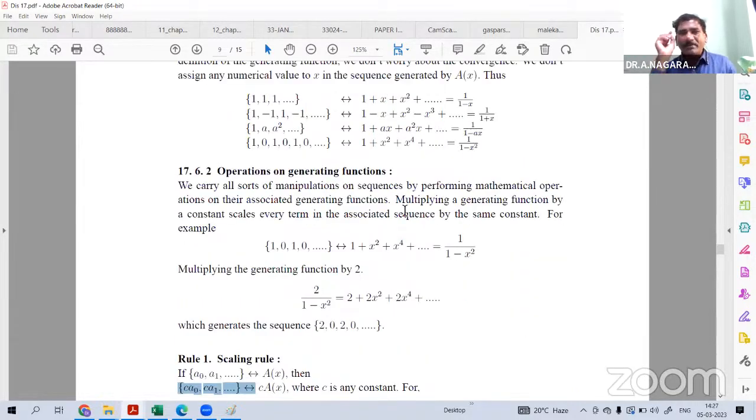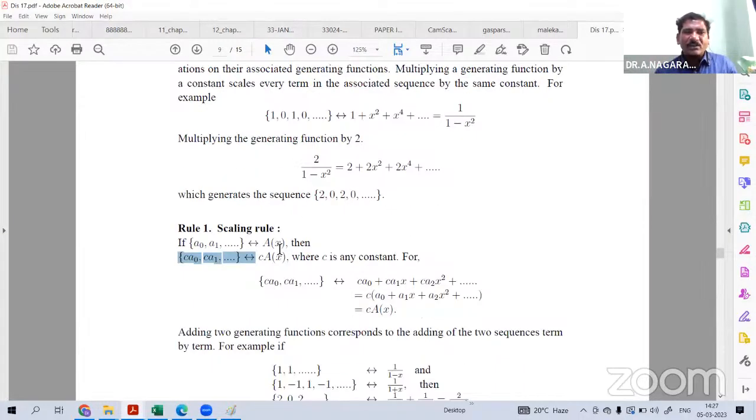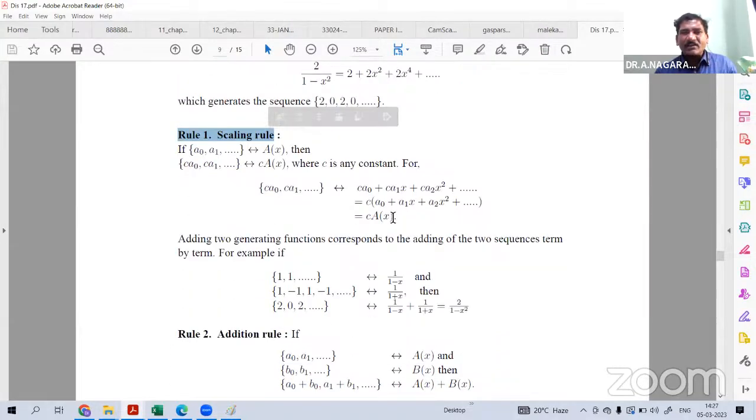These are operations on generating functions. Let us discuss these operations on generating functions, and all the rules should be discussed. What is it? It is the scaling rule. It means that any constant that is there, I can take common.